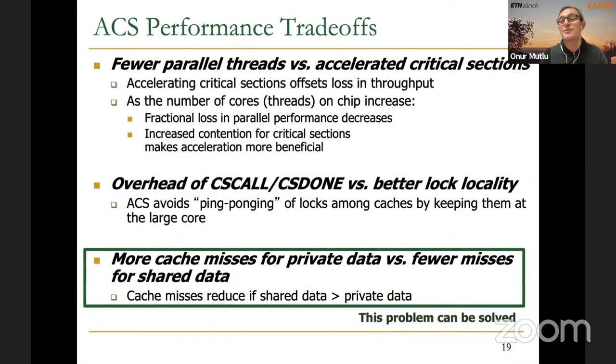It's going to be the idea of data marshalling. If you can guess what you're going to communicate earlier and you can push it to the large core, you can reduce the cache misses on the large core side. It's very hard to do this for shared data.